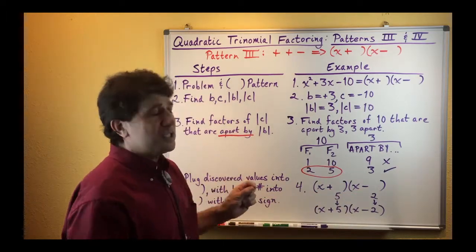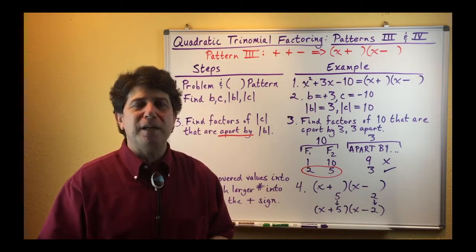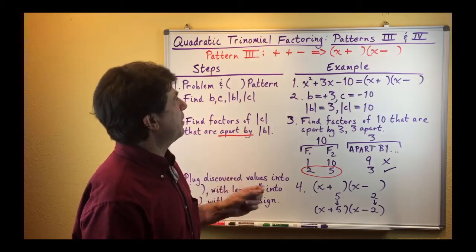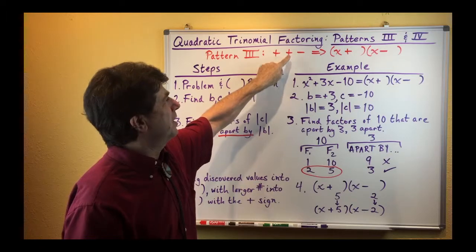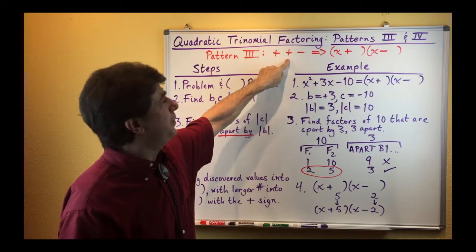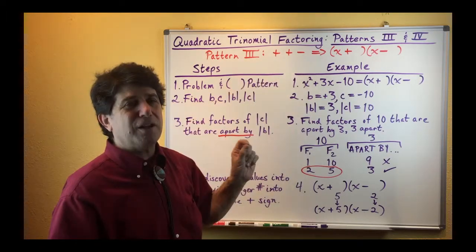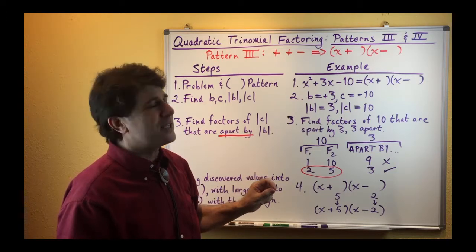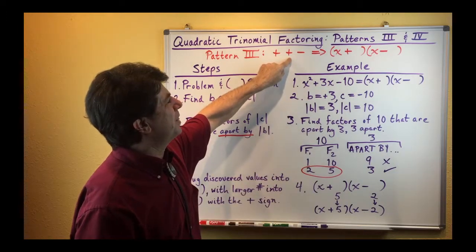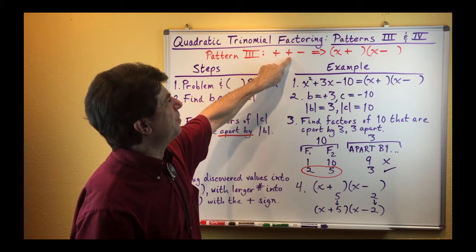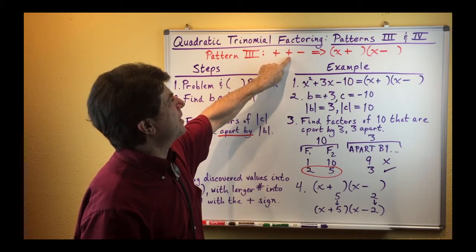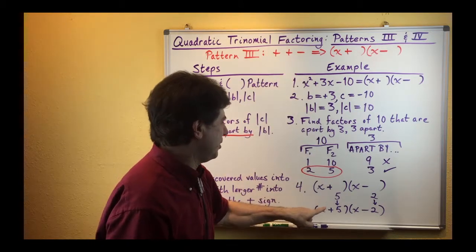Okay, now this is a distinction between pattern 3 and pattern 4. With pattern 3, the one we're doing now, the middle sign is positive. And that's your clue that you give the larger number to the parentheses that has the plus sign. So whatever the sign is of that middle term for pattern 3 or pattern 4, you give the larger number to the parentheses with that sign. Okay, so here we go.